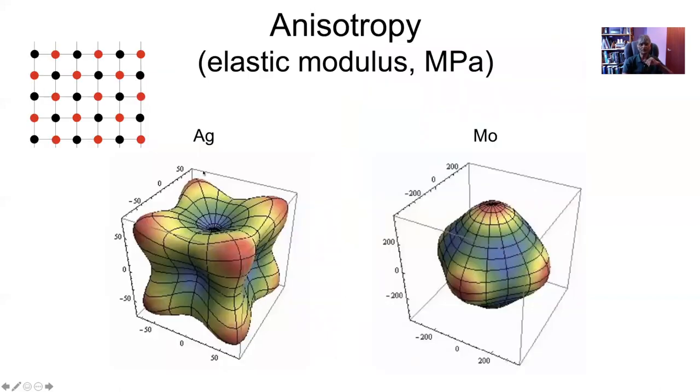Here is a 3D plot showing how the elastic modulus of silver, which is a cubic symmetry, varies with the crystallographic orientation. So the modulus is largest along the body diagonals here and smallest parallel to the edges of the crystal. The molybdenum crystal is a body-centered cubic crystal, has a different kind of anisotropy compared with the silver crystal, with the maximum modulus being along the edge of the cube. So this is really quite important when considering the use of single crystals or when looking at the behavior of polycrystals in which the individual crystals are not arranged at random.